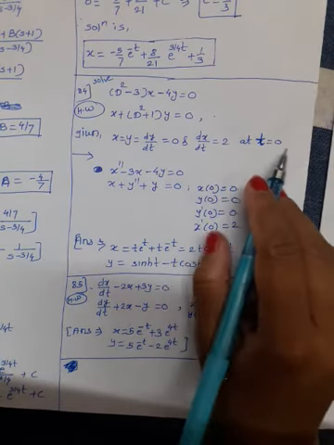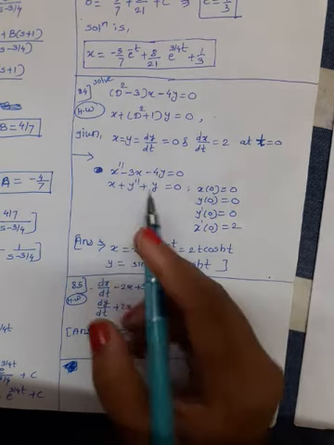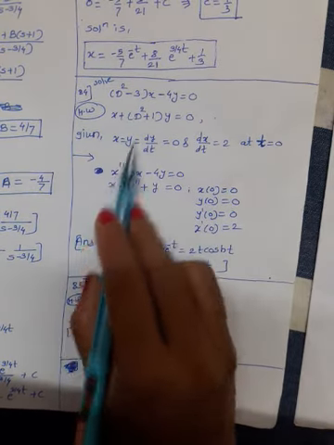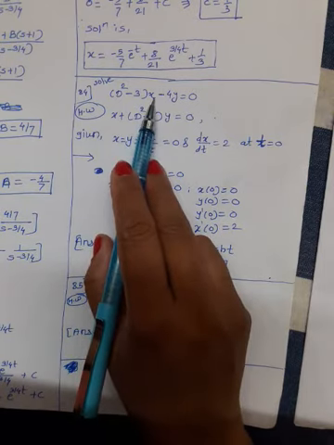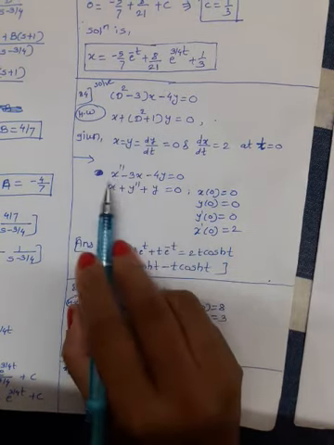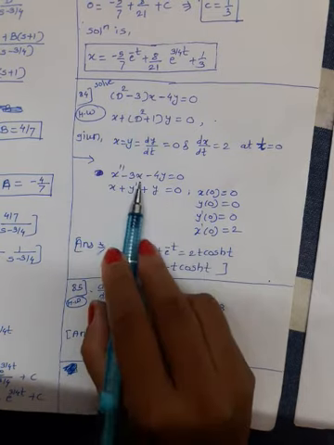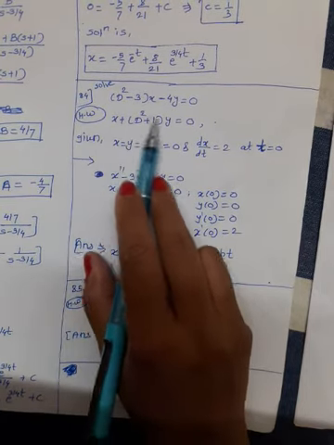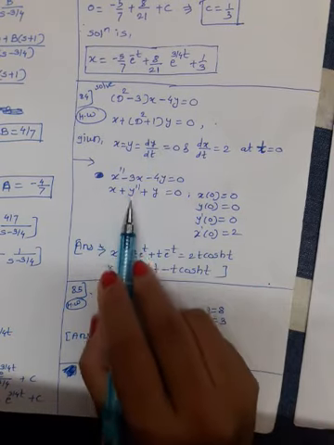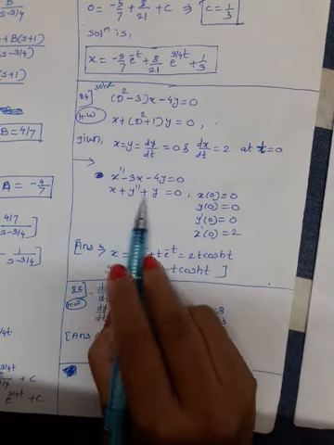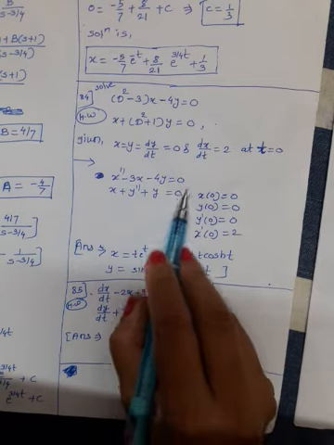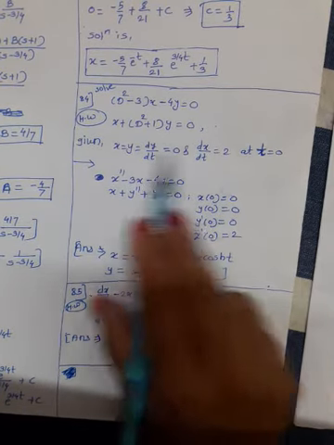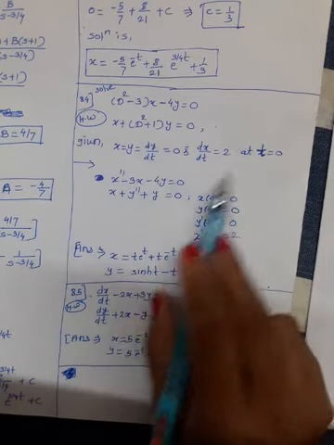Now let us rewrite this question in our usual notation. D square of x means double derivative of x, x double dash. Take this x inside, and we get x double dash minus 3x minus 4y is equal to 0, and x plus d square y means take y inside and do a double derivative of y, that is y double dash plus y is equal to 0. This is our usual notation.